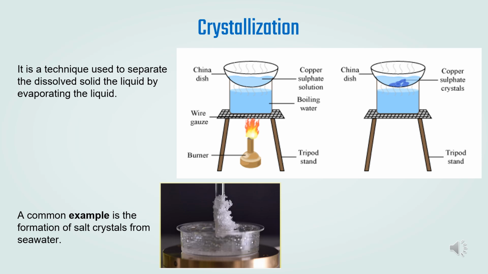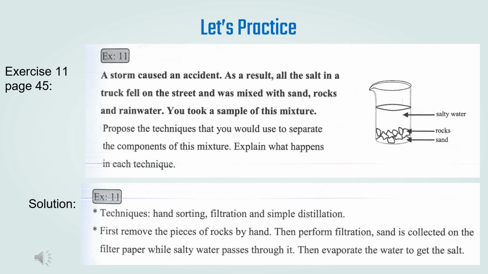The second method for homogeneous mixture is crystallization. This technique is used to separate the dissolved solid from the liquid by evaporating the liquid. A common example is the formation of salt crystals from seawater.